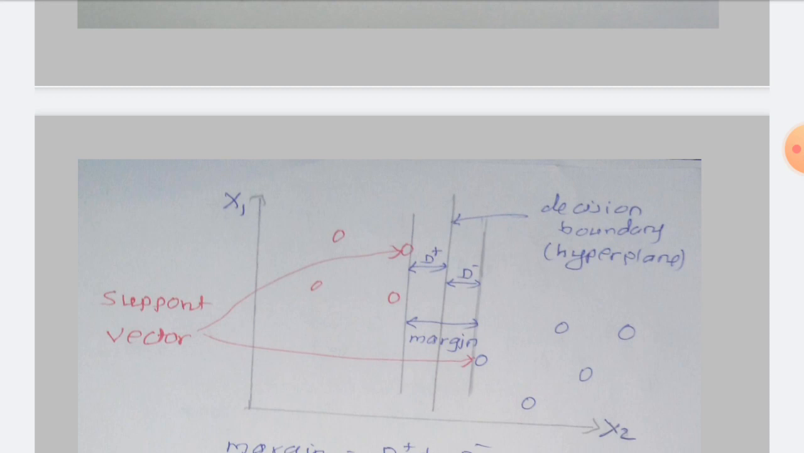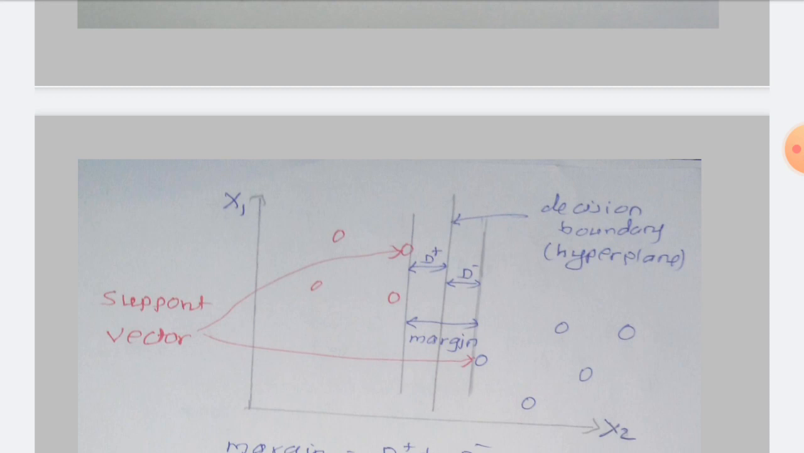Now let us see some terms related to support vector machine. The line is called the decision boundary or the hyperplane, which separates two classes. The hyperplane decides whether the testing data belongs to class 1 or class 2. Now draw two more lines parallel to this hyperplane. One at the left hand side of the hyperplane and another line drawn parallel to the right side of the hyperplane.